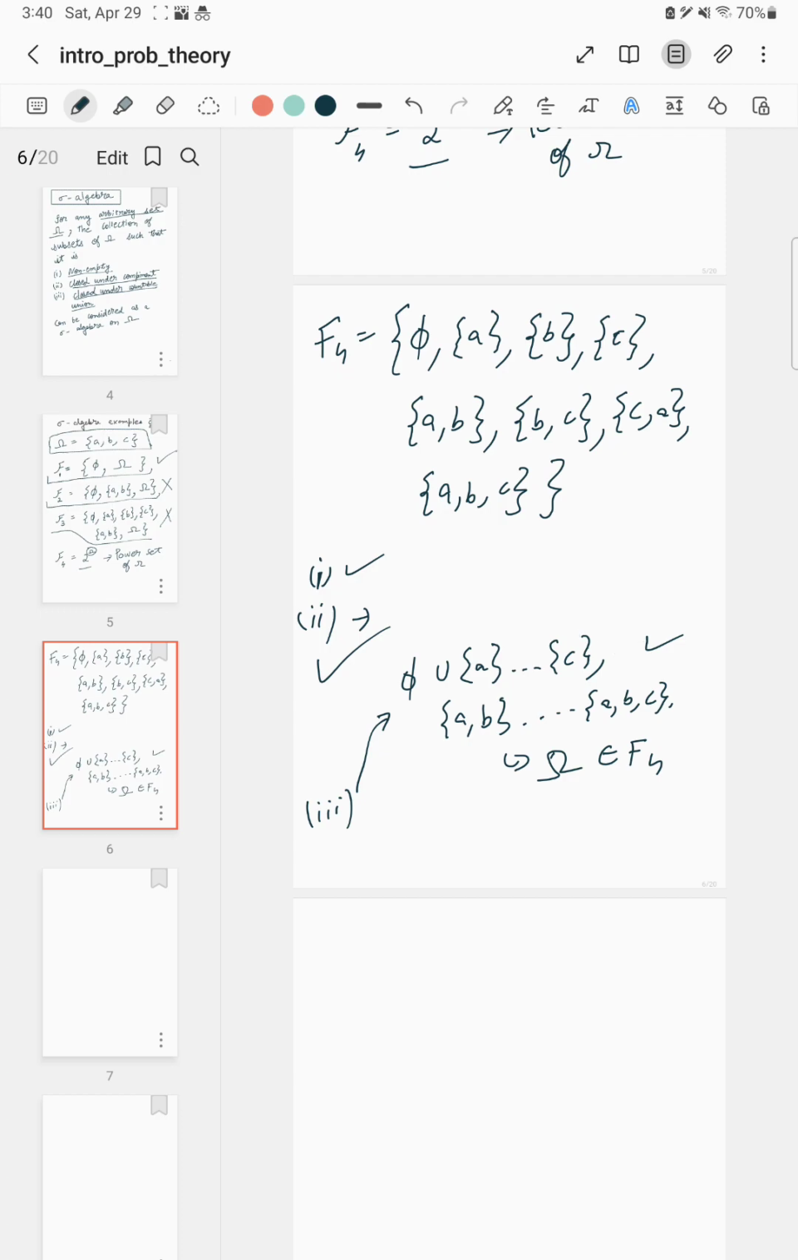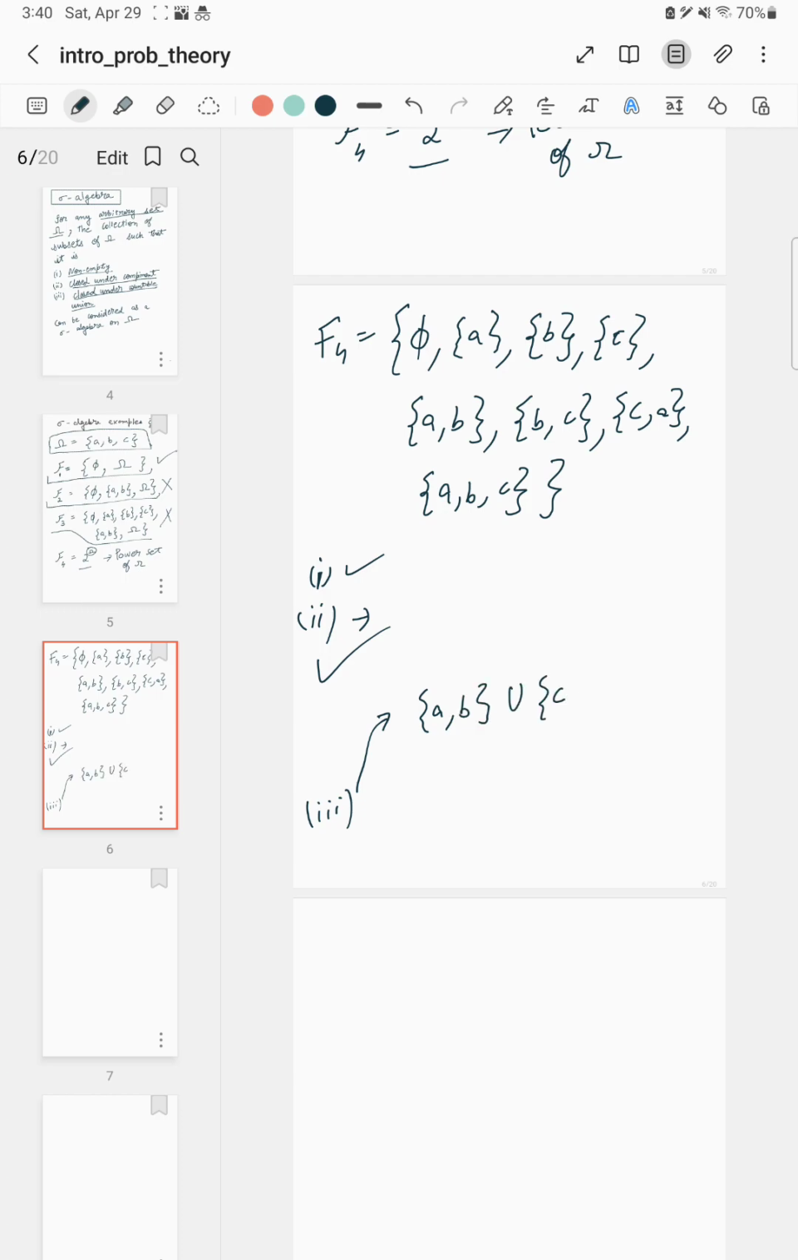So basically what you need to do is try different permutations and combinations of taking the union of these sets, and you will find that all such unions are present in F4. Take any three, let's say this union with C, union with B. This is nothing but omega, and omega belongs to F4. Hence this satisfies. Similarly, you can check this out: AB union A union phi. This is nothing but AB, and AB also belongs to F4.